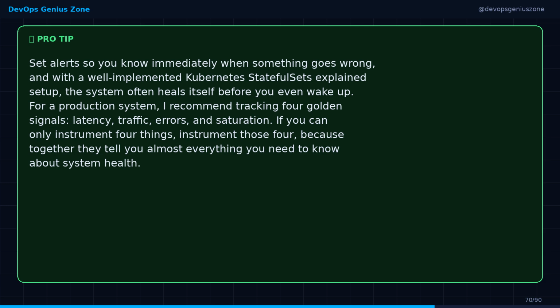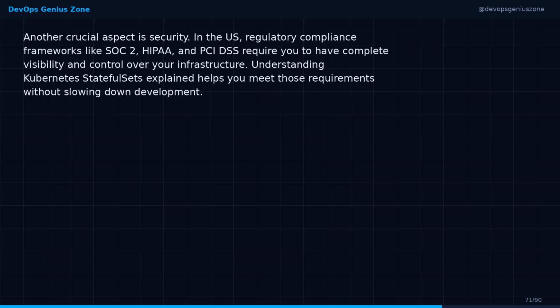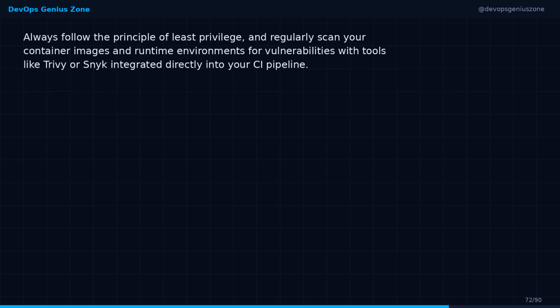In the US, regulatory compliance frameworks like SOC 2, HIPAA, and PCI DSS require you to have complete visibility and control over your infrastructure. Understanding Kubernetes StatefulSets explained helps you meet those requirements without slowing down development. Always follow the principle of least privilege, and regularly scan your container images and runtime environments for vulnerabilities with tools like Trivy or Snyk integrated directly into your CI pipeline.